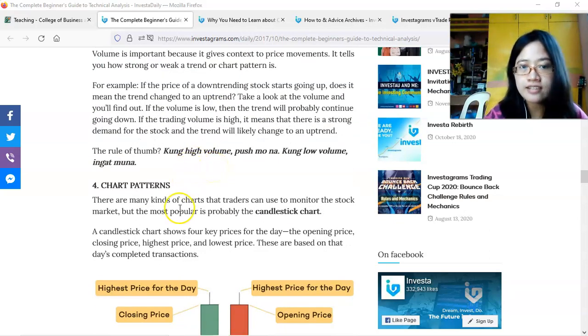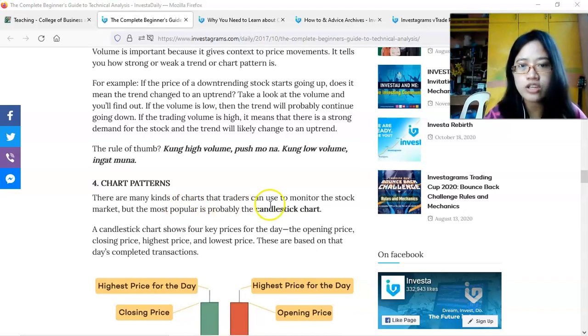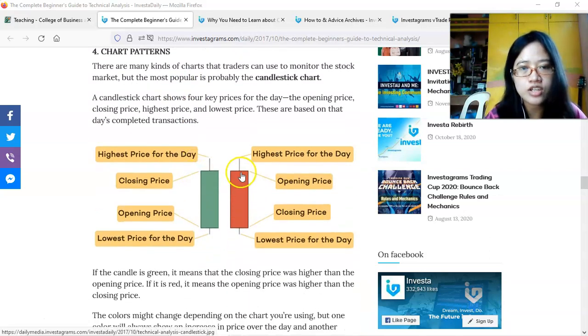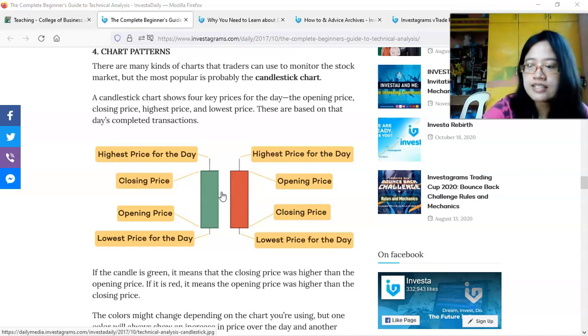So there are many kinds of charts that traders can use to monitor the stock market, but the most popular is probably the candlestick chart. Okay? So yung makikita nyo dun sa competition, dun sa portfolio nyo, pag nag-search kayo ng company stock, click nyo yon, makikita nyo yung chart, di ba? So yung chart doon, normally ay candlestick yung default. So may makita kayong ganito, ito daw yung ibig sabihin.